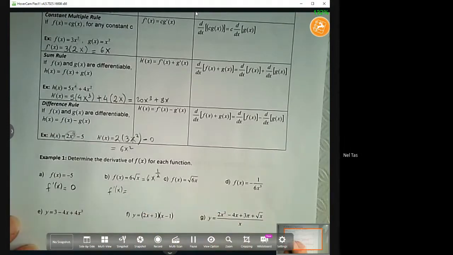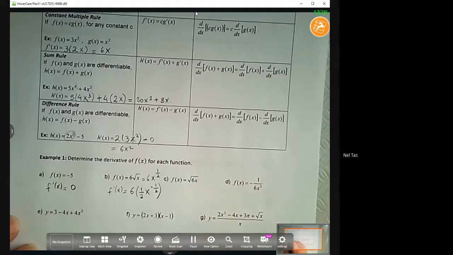Okay, now take the derivative. So keep the constant 6. Now we're going to take the derivative of x to the power of 1 over 2. So you take the exponent, drop it to the front as a coefficient, keep the base, decrease the exponent by 1. So 1 over 2 minus 1 gives you negative 1 over 2.